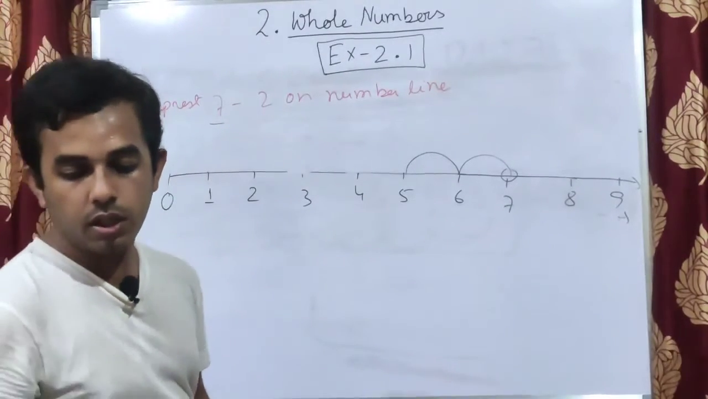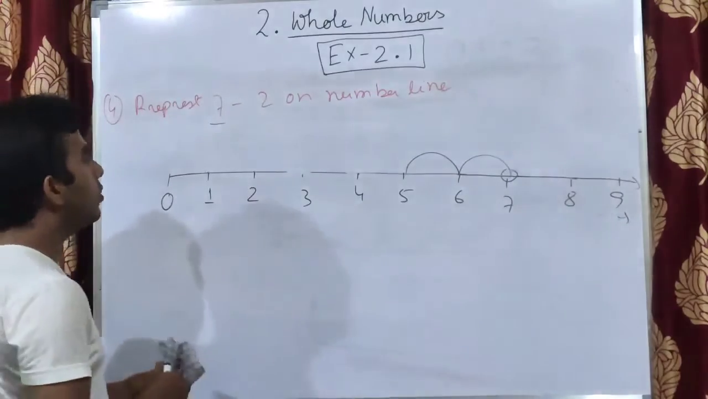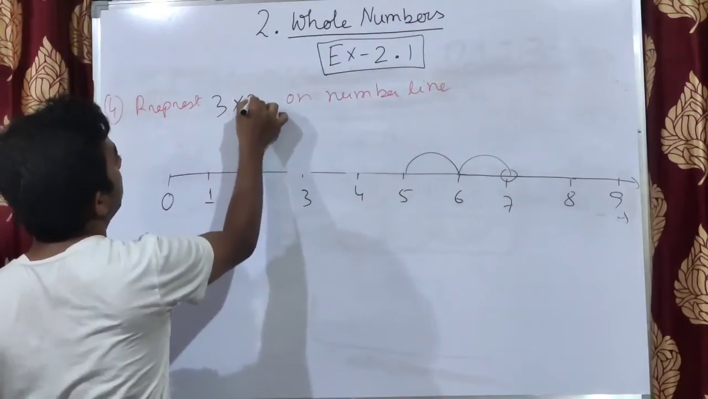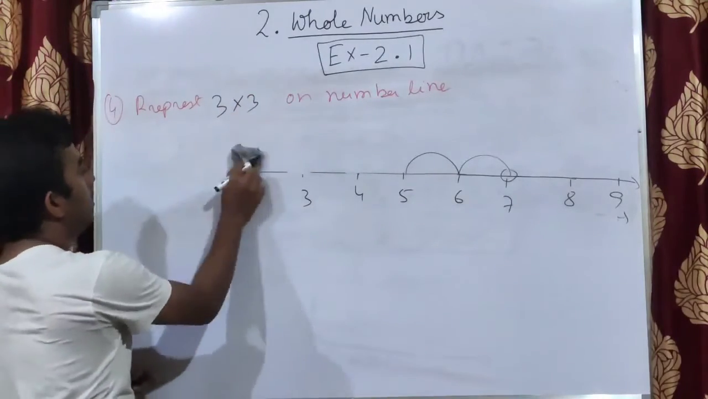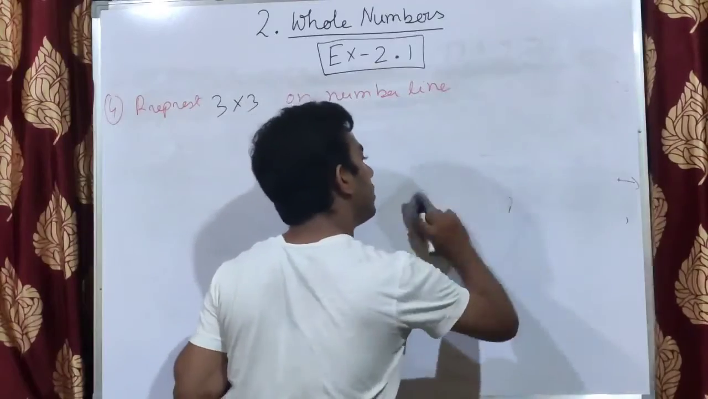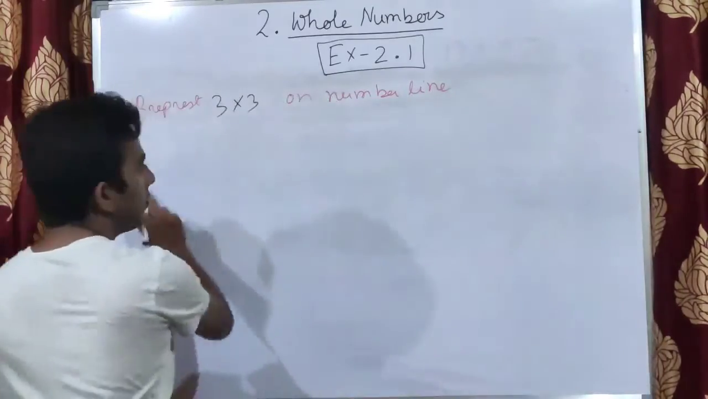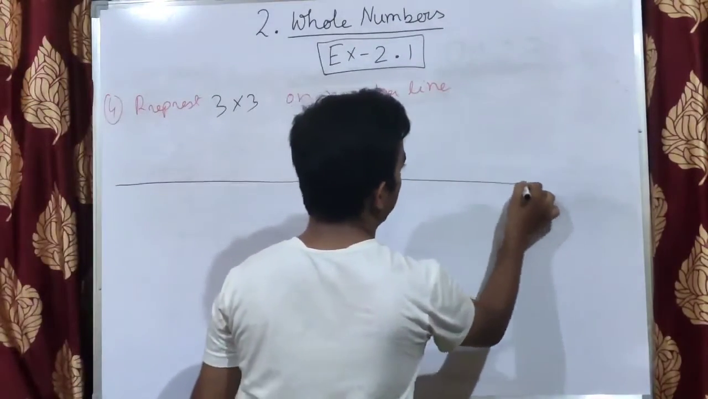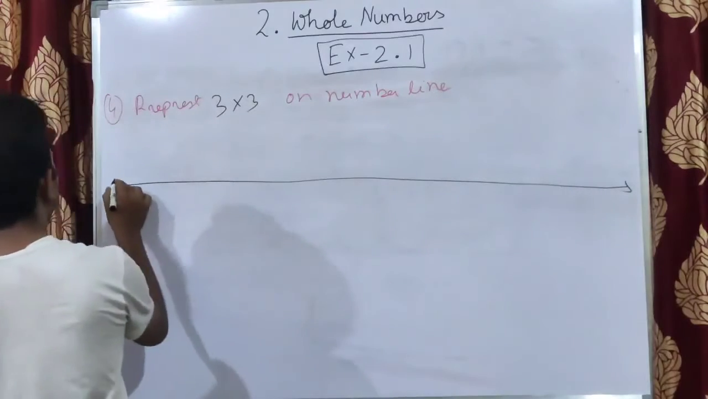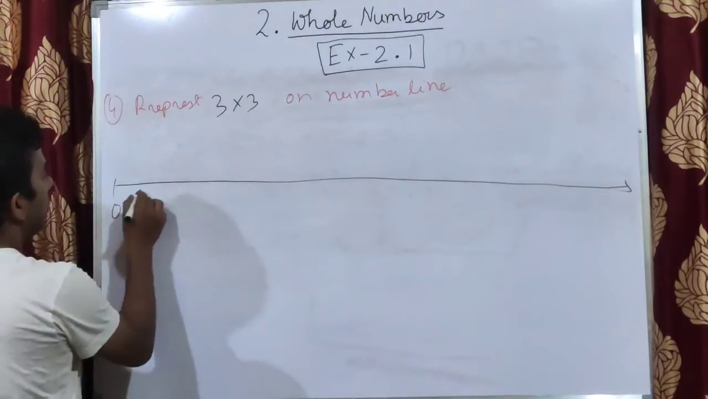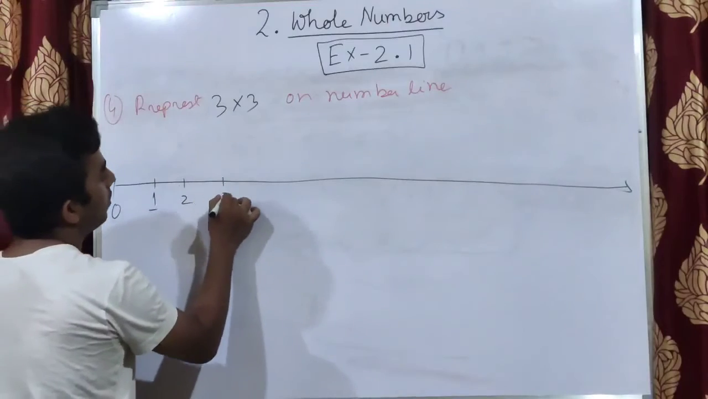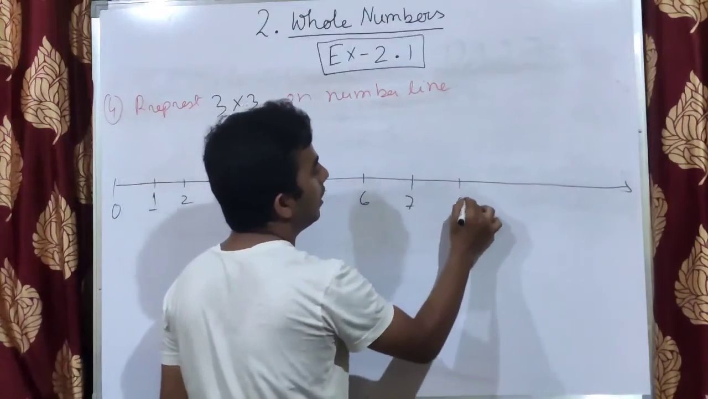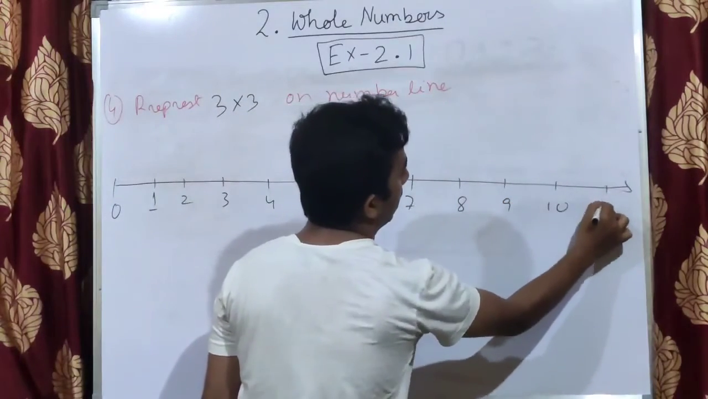Now the sixth is: represent 3 into 3 on the number line. So for this also, in multiplication, the first number represents the length of the unit. As it is 3, we will take 3 units. Okay, so 0, 1, 2, 3, 4, 5, 6, 7, 8, 9, 10, 11.